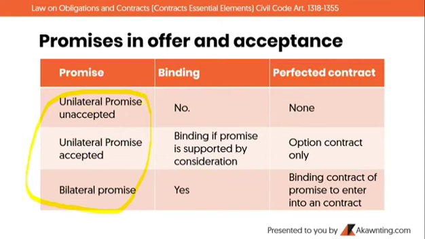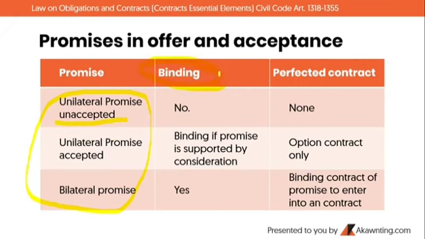Hinati natin ang unilateral promises into 2. We have unaccepted unilateral promise and accepted unilateral promise. Okay? So, anong pagkakaiba nung tatlong ito? Actually, magkakaroon na tayo ng example dito, kaya focus muna tayo dito sa table.